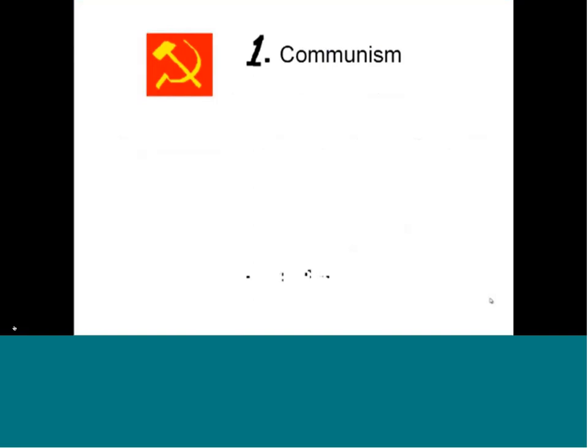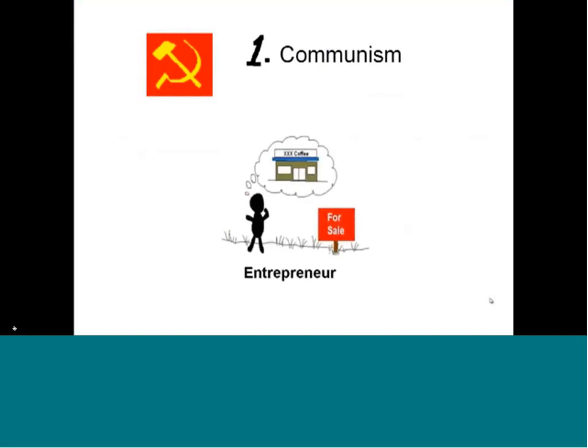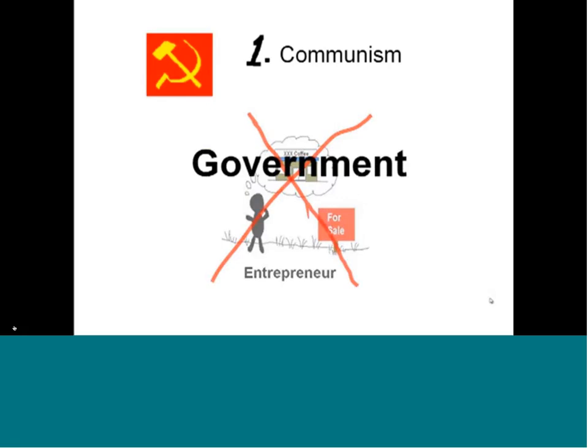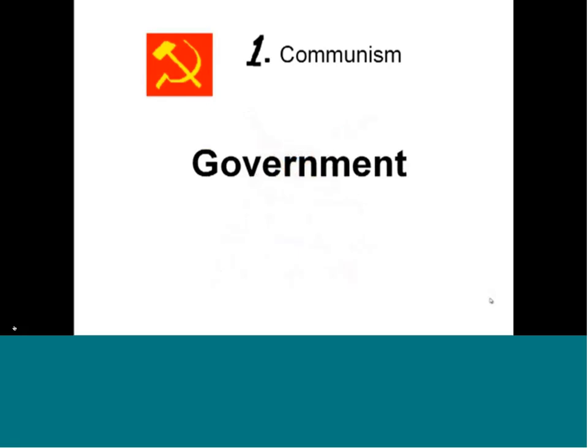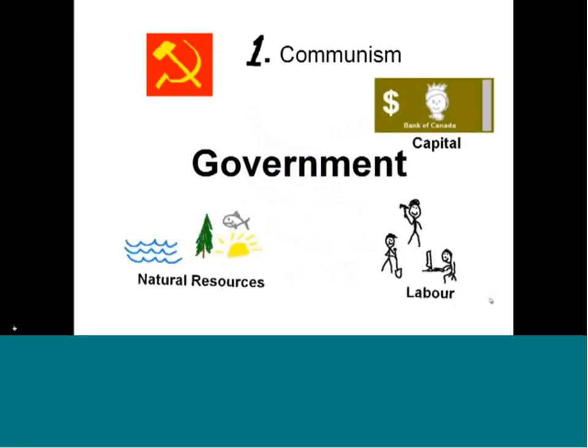Communism. How does it work? Well, we could think about this idea of an entrepreneur coming up with an idea, in our case, opening up a coffee shop, purchasing some land and getting a business up and running. Well, in communism, that wouldn't happen. Why? Government controls all of the factors of production, makes all the decisions about which industries are going to operate. So government would determine how the factors of production get utilized. So who gets capital? How does that capital get used to build certain industries?